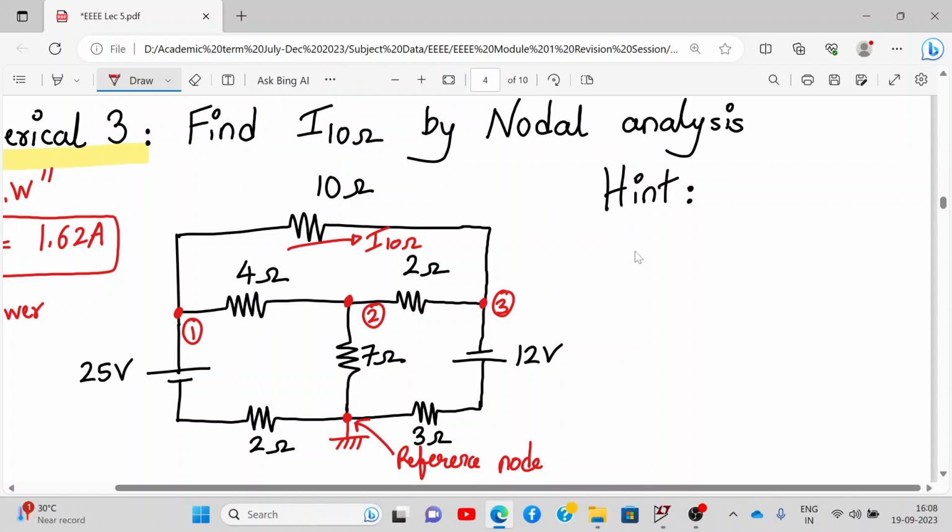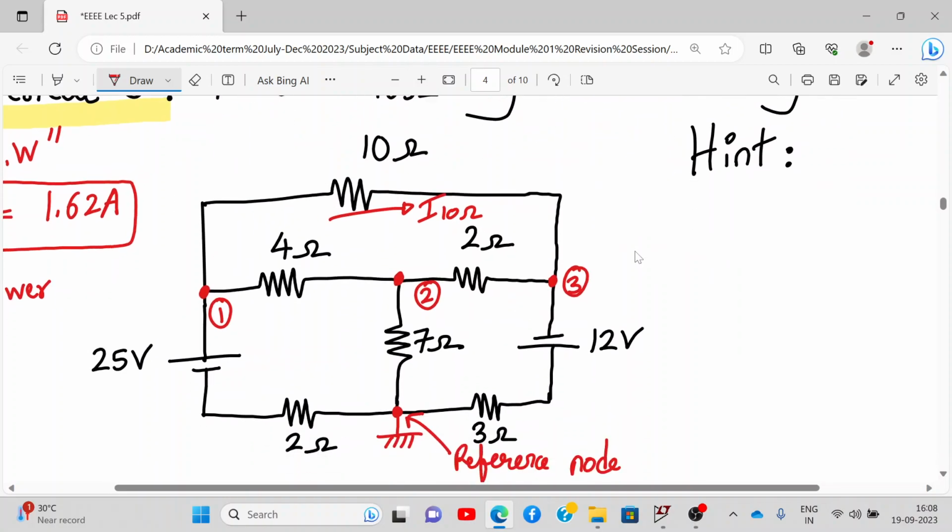Next we have to define the current directions. We can define them as follows. Here I can define the currents going down: this is I1, this will be I2, and this will be I3. Next, I define the current direction over here as I4, this current direction as I5, and over here I'll define the current as I6.